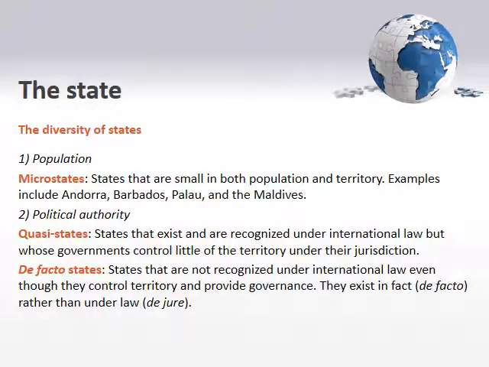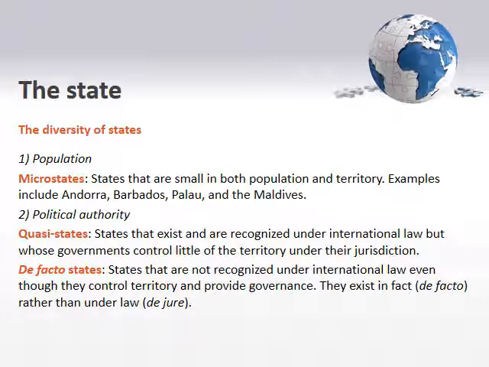Of course, there's a great deal of diversity between states, between countries in the world. There are very small states in terms of population, in terms of territory, like Barbados. There are states that are really just city-states, like Singapore, that is a little more than a city. And of course, there are larger states like China and the United States and others that have, in the case of China, well over 1 billion people. In the case of the United States, 320 million or so.